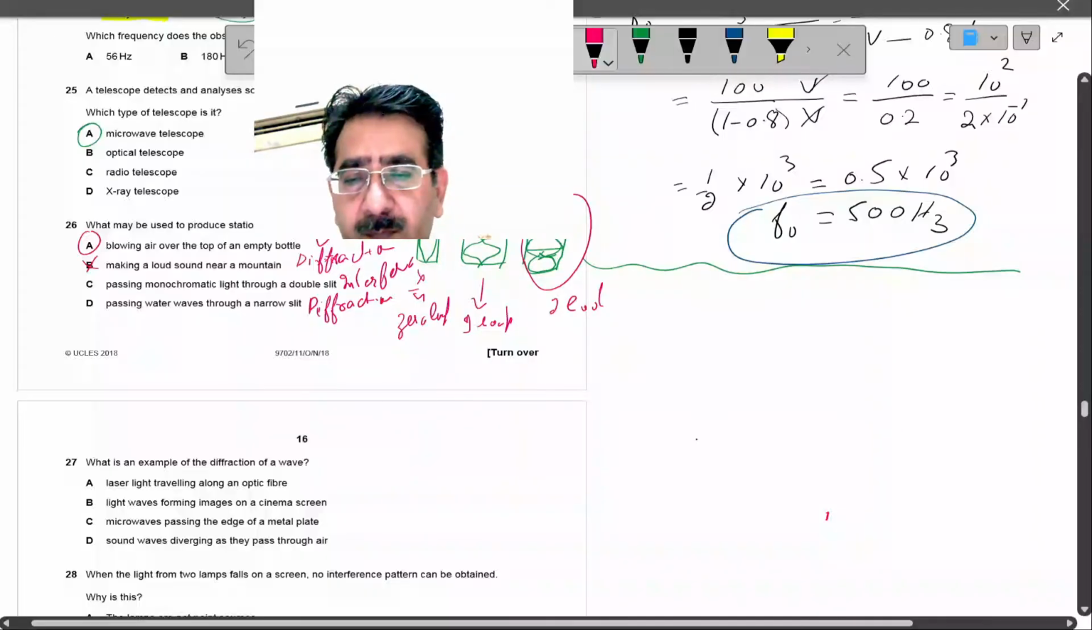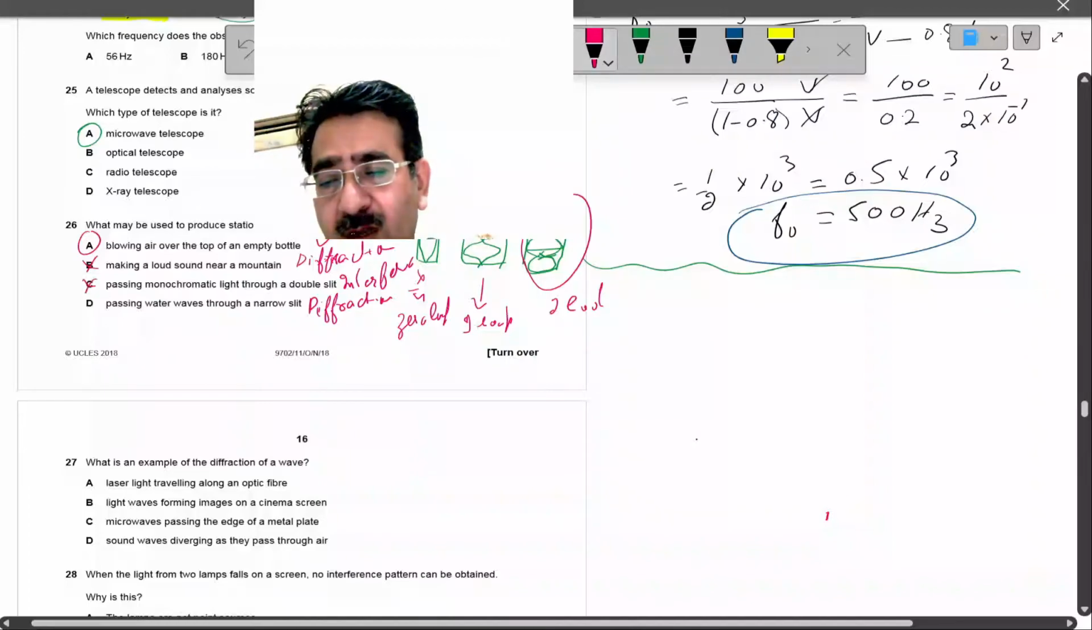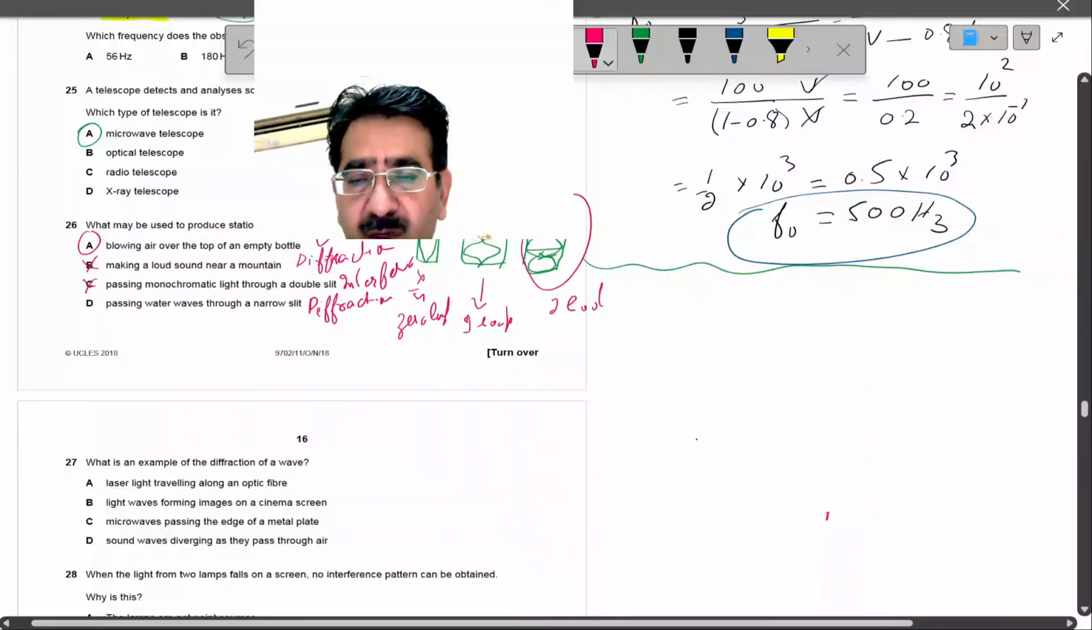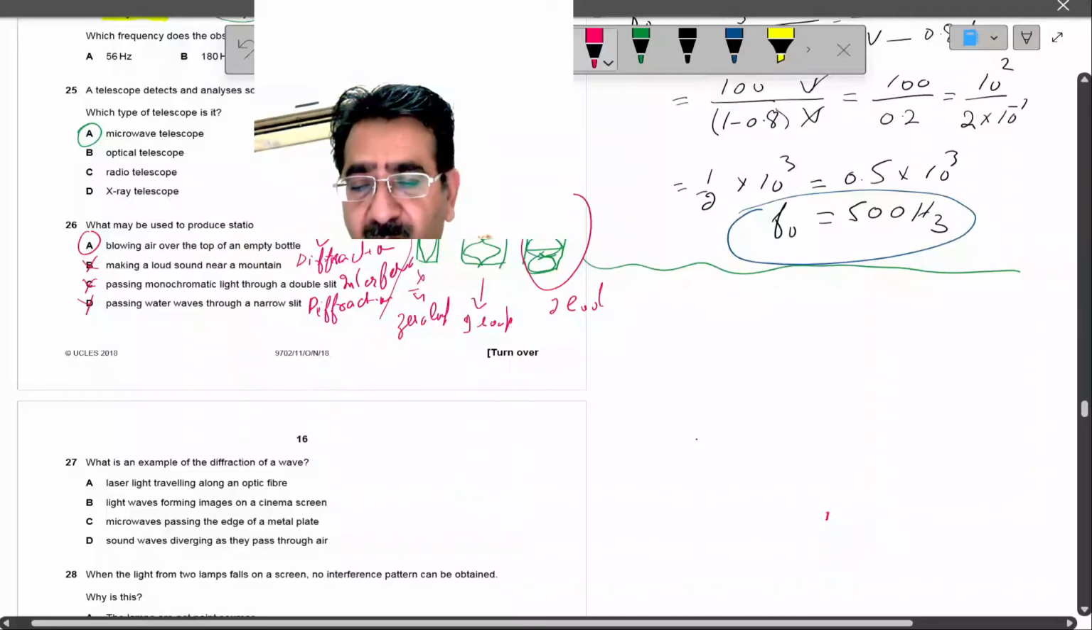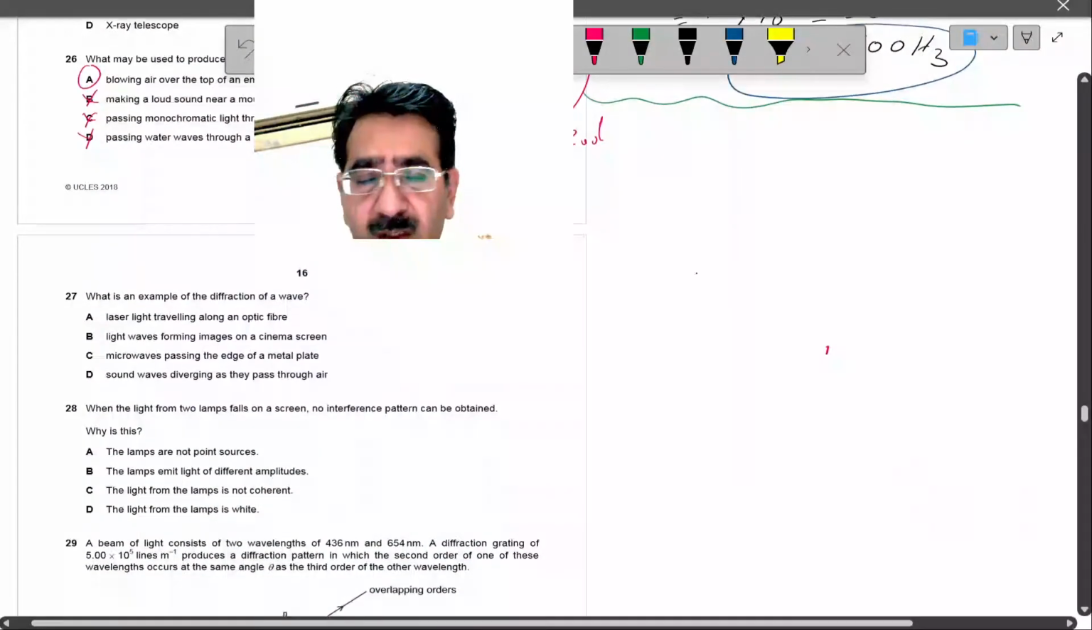B is making a loud sound near a mountain, which is also related to diffraction. Passing monochromatic light through a double slit, as we know, the double slit experiment is related to interference, so C is also wrong. D is passing water wave through a narrow slit. Passing through a narrow slit means there will be bending, and that is related to diffraction, so that is also wrong. Now we move toward the next question.